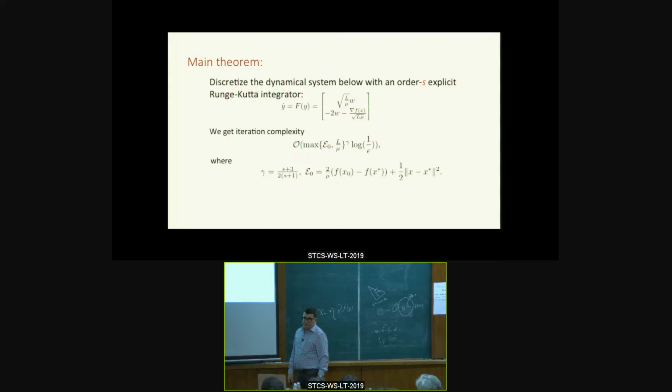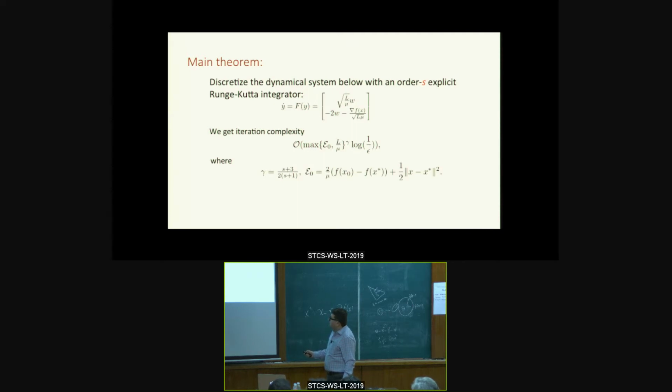is s plus 3 over 2 times s plus 1. So again, in the limit, we get the 1 over 2, but only in the limit where the integration is of high enough order. And then our analysis has another caveat that the level set of the Lyapunov function now also matters. So this is for the strongly convex case.